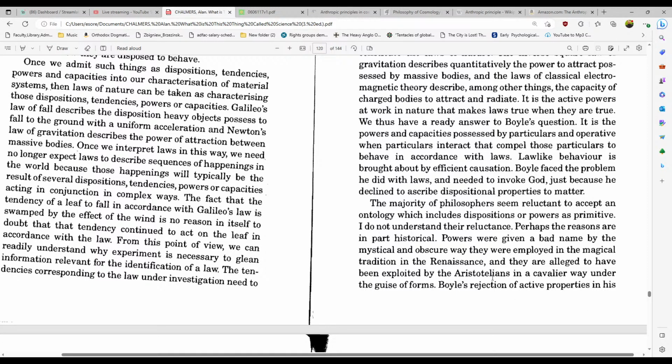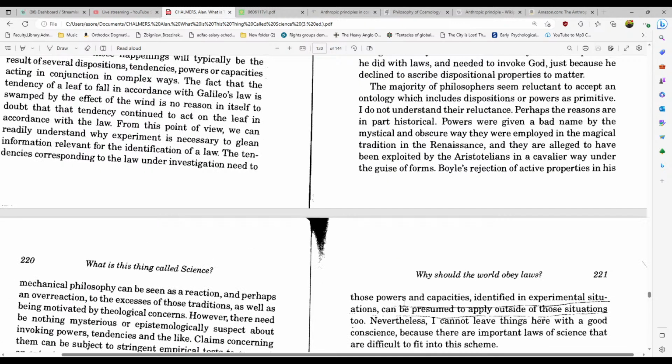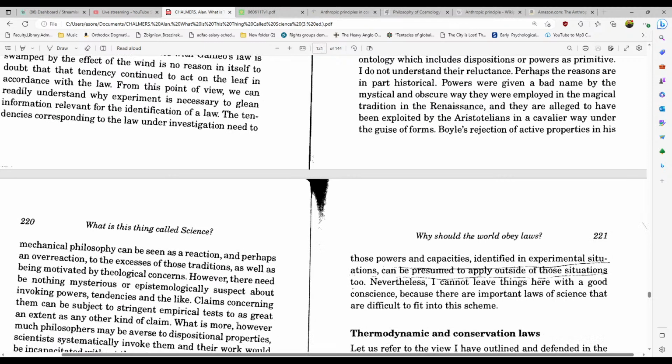And the rejection of forms. Says Boyle's rejection of active properties in his mechanical philosophy. See there? Here's the mechanism. It can be seen as a reaction, perhaps an overreaction, to the excess of these traditions. Well, I've always argued that the mechanization within science is a reaction, an overreaction, to Aristotle.